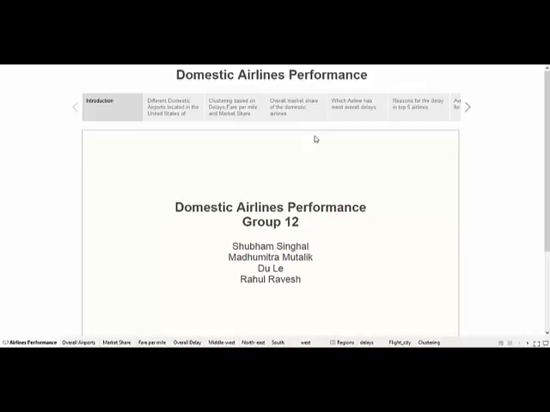Hello everyone. We are Group 12 and today we are going to discuss the performance of the domestic airlines operated in the United States. Our primary data source contains the delayed information for the airlines from 2003 to 2014, and the secondary data source contains the information about the fares of each airline for the particular cities as well as the geocodes of all the airports in the United States.